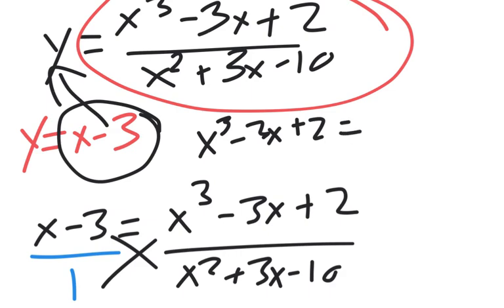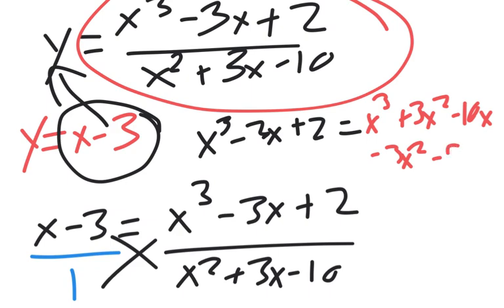This is why you don't FOIL. X times x squared is x cubed. X times 3x is positive 3x squared. X times negative 10 is negative 10x. Negative 3 times x squared is negative 3x squared. Negative 3 times positive 3x is negative 9x. Negative 3 times negative 10 is positive 30.